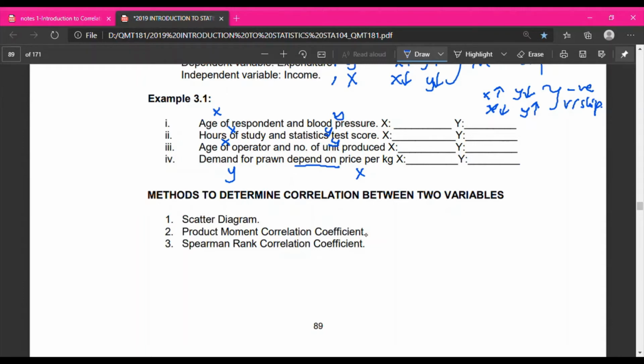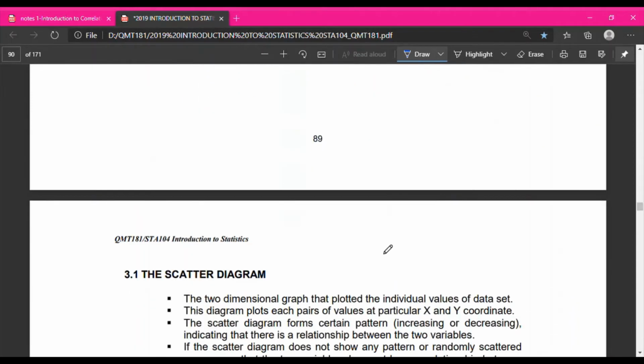We will use product moment correlation coefficient untuk check the correlation between two continuous variables. Bila your y dan x dua-duanya adalah continuous, okay, so kita boleh gunakan yang kedua, Pearson product moment correlation coefficient. But when your variables adalah kualitatif, okay, so you need to use the third method, which is the Spearman rank correlation coefficient. Okay, so let's see the first method, which is the scatter diagram.